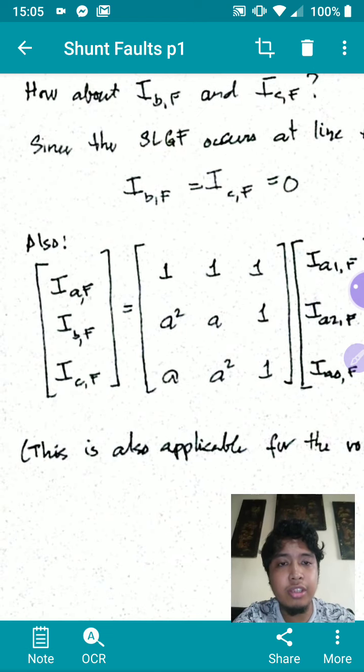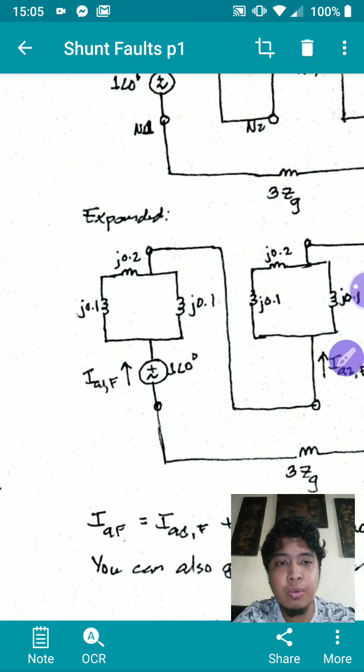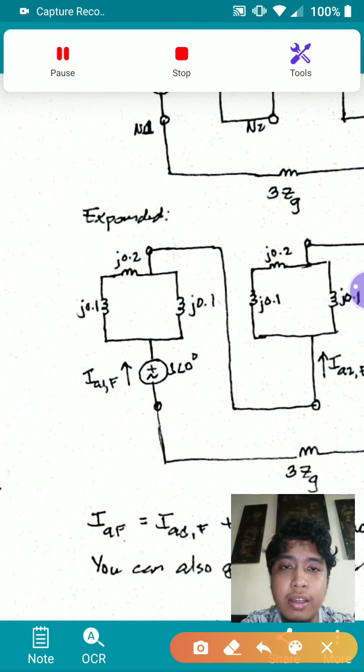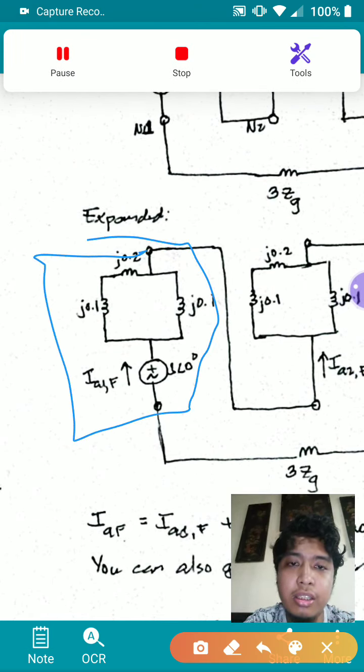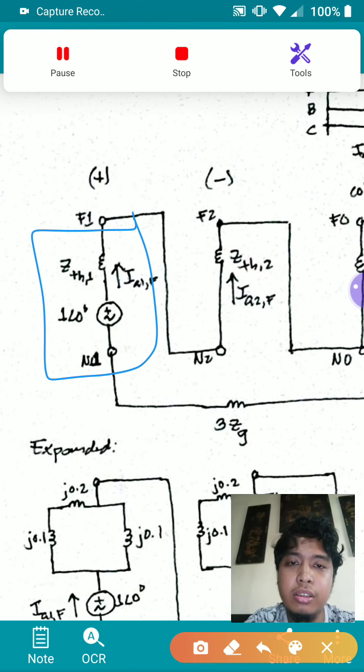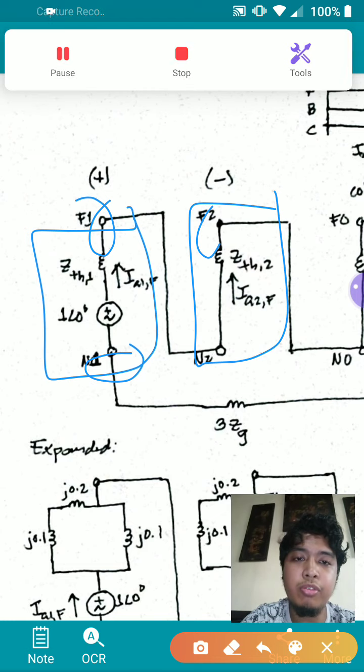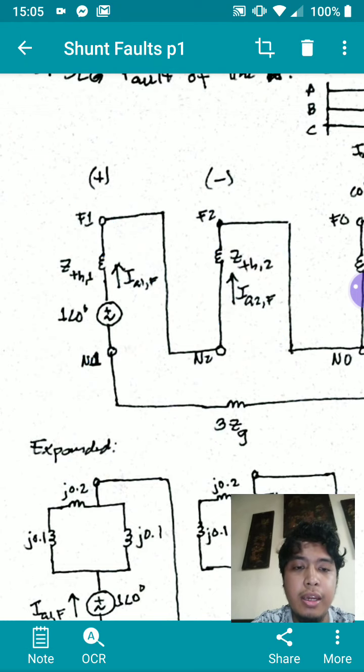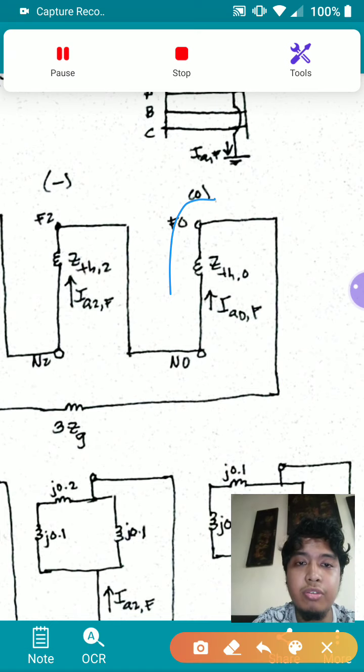I guess for the voltages, what you want is this VA. This is basically the voltage A. I think I'll just use this. This is VA1 from the fault point to the neutral, VA2 from the fault point to the neutral, and VA0 from the fault point to the neutral.